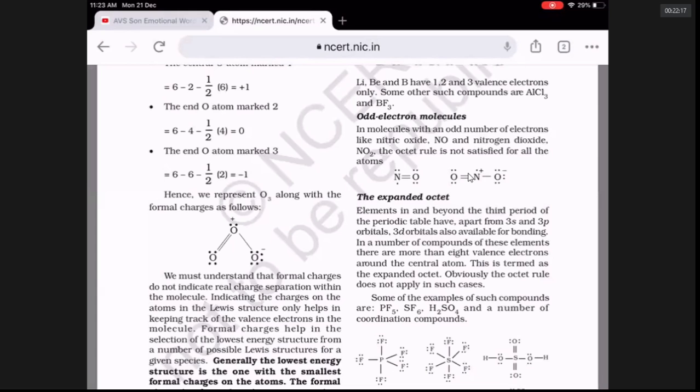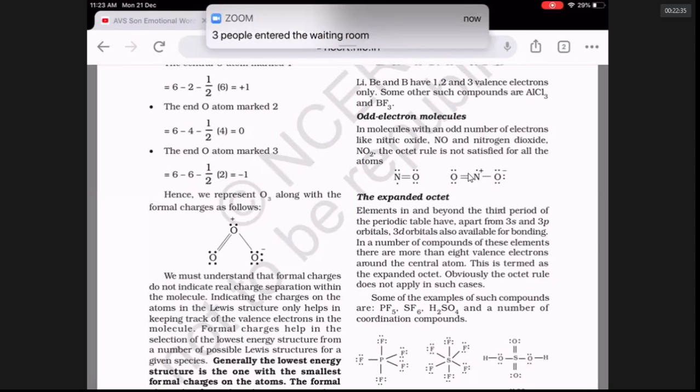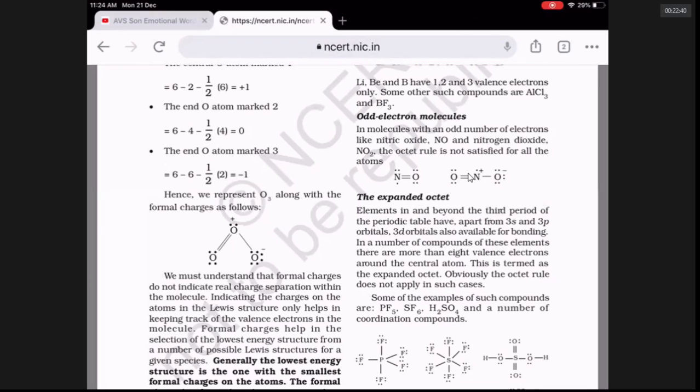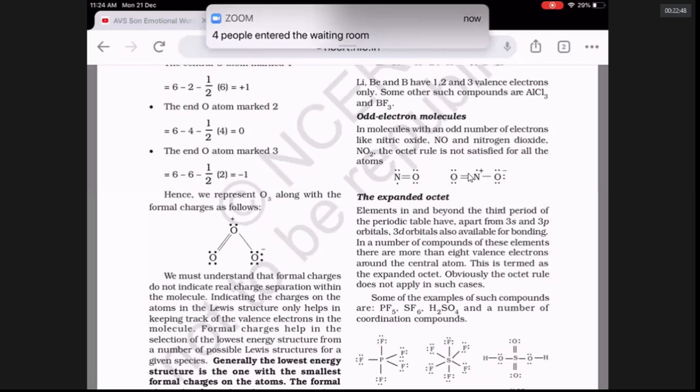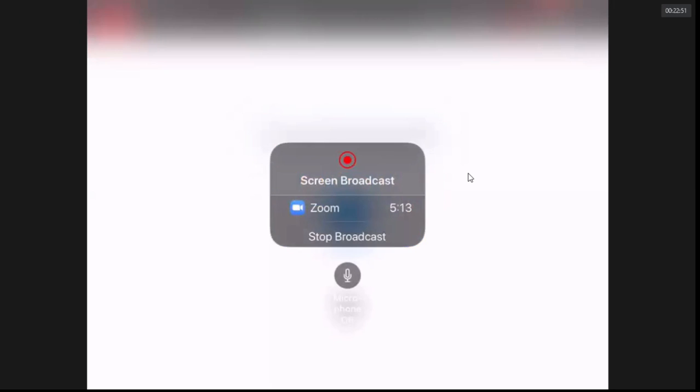Lewis, Kossel, etc. have studied and noticed that most of the noble gases have 8 electrons in the valence shell. So all other atoms try to get 8 electrons in the valence shell. Just before noble gases, there are 17th group elements called halogens: fluorine, chlorine, bromine, iodine. These halogen atoms have 7 electrons in the valence shell, so they try to gain 1 electron so that they also get 8 electrons like noble gases.